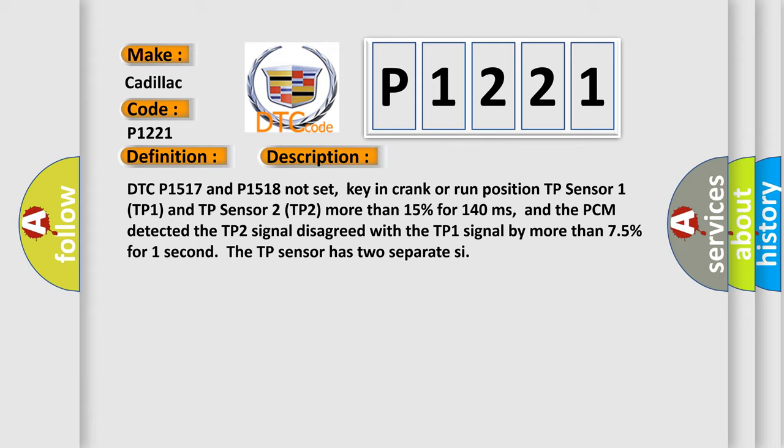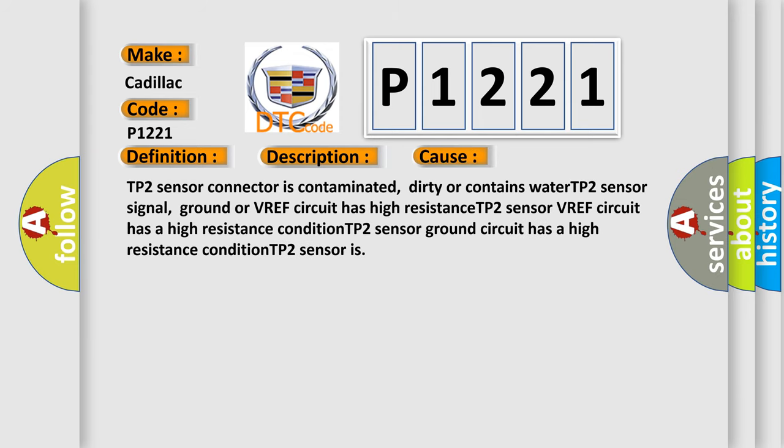DTC P1517 and P1518 not set, key in crank or run position, TP sensor 1, TP 1 and TP sensor 2, TP 2 more than 15% for 140 milliseconds, and the PCM detected the TP 2 signal disagreed with the TP 1 signal by more than 75% for 1 second. The TP sensor has two separate circuits. This diagnostic error occurs most often in these cases.